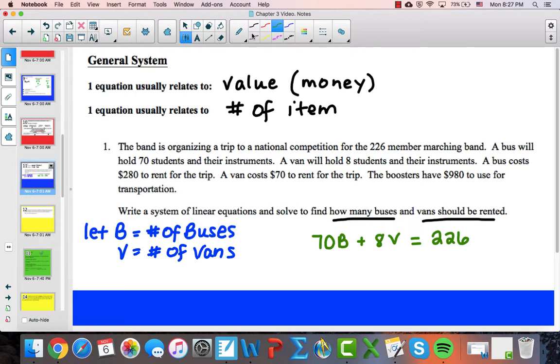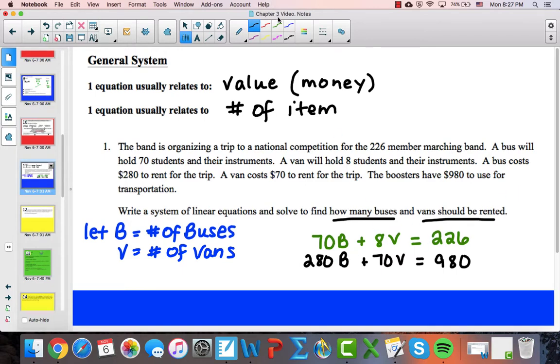My second equation, though, is going to relate to the value of the buses and the vans, or the cost in this case. So a bus costs $280, so 280B, the number of buses, plus 70V, the number of vans, is going to equal the amount that I have, which is 980. All right, so let's figure out how many buses and vans we can rent.